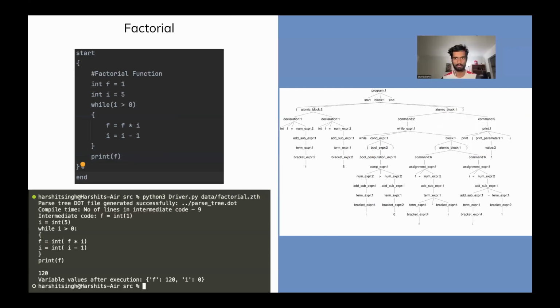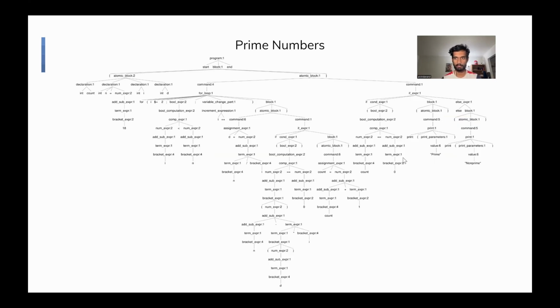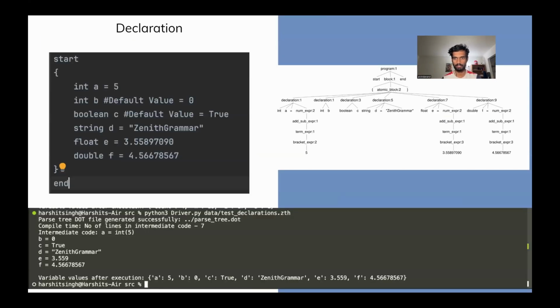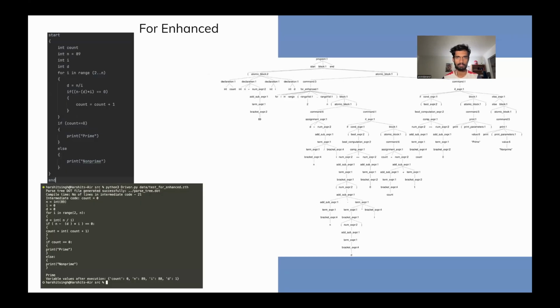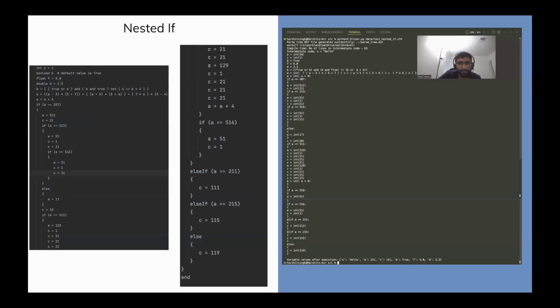So this is a factorial one. It's pretty simple. The prime number one is quite big. Some of these are really big, which we couldn't include. We couldn't include the if one because it was way too long. We could not include the nested if, it was bigger than the screen. This is the intermediate code implementation being printed out. So the parse tree will be very big.